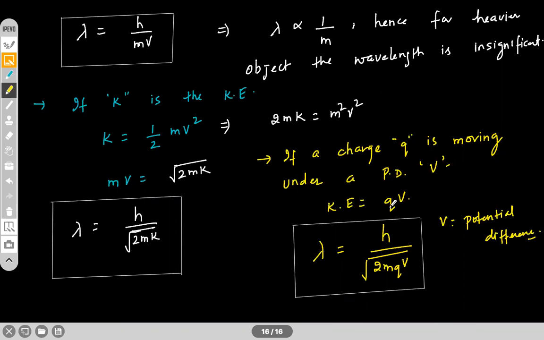Sir, what if the particle accelerates? Nothing. The kinetic energy will still be Q times V. If it accelerates, then the velocity will be something else, but we are not dealing with the velocity here. It's just charge Q under the potential difference V that gives the kinetic energy.